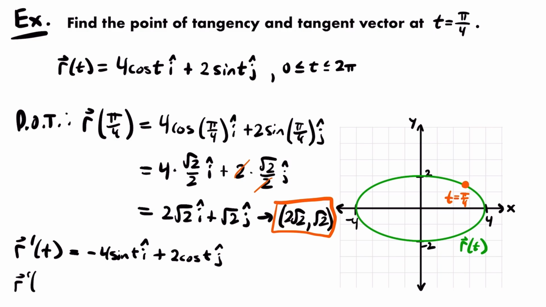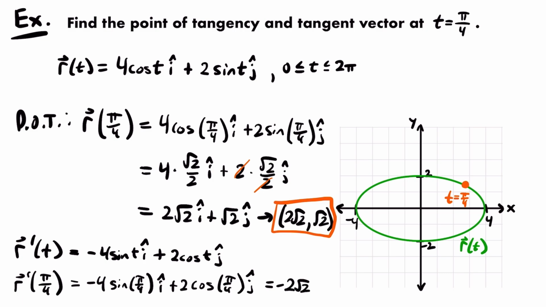So we'll have r prime of pi divided by 4 is equal to negative 4 times sine of pi divided by 4 times i plus 2 times cosine of pi divided by 4 times j. All right, now once again, sine of pi divided by 4 and cosine of pi divided by 4 are both the square root of 2 divided by 2. So this will become negative 4 times the square root of 2 divided by 2, which will be negative 2 square roots of 2 times i, and then we'll have 2 times the square root of 2 divided by 2, which will give us the positive square root of 2 times j. All right, so that is our tangent vector at our value of t equals pi divided by 4.